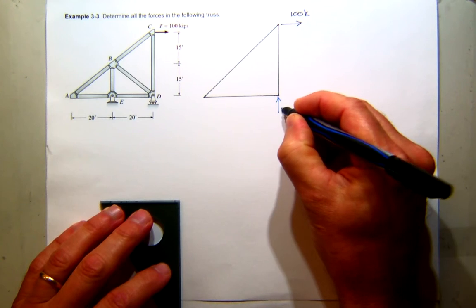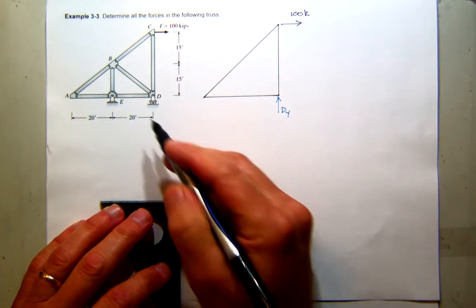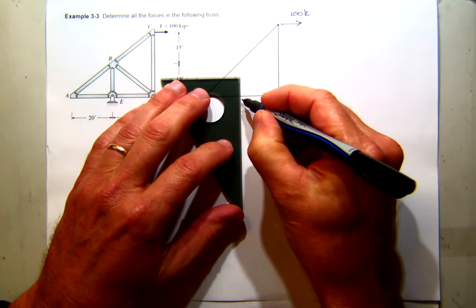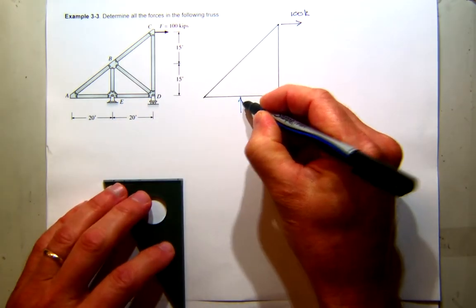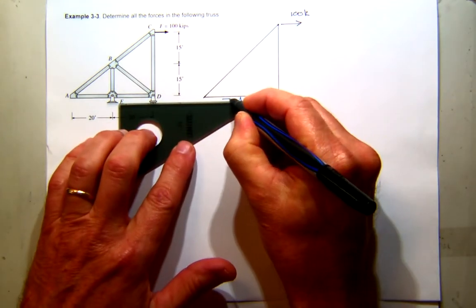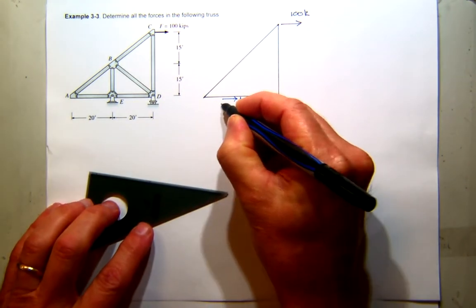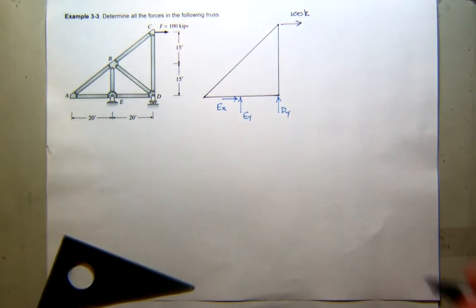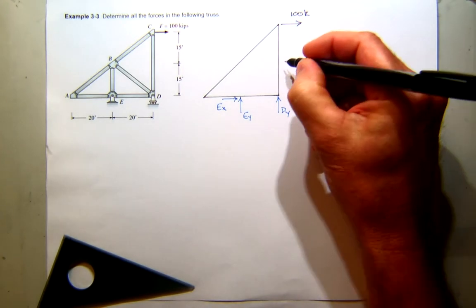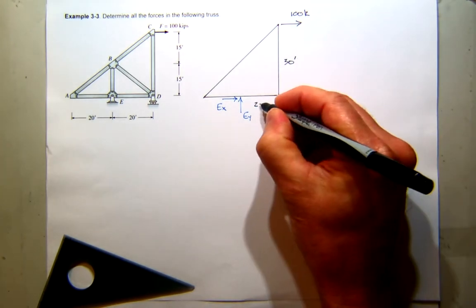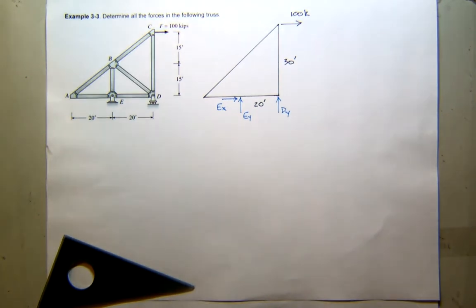So I'll call that DY. Then over here at E, it's a pin. That's about midway. So that would be EY, and then I'll assume in the X direction, EX. And let's see, this total height here looks like 30 feet, and then these are 20 feet. I think that's enough information there.